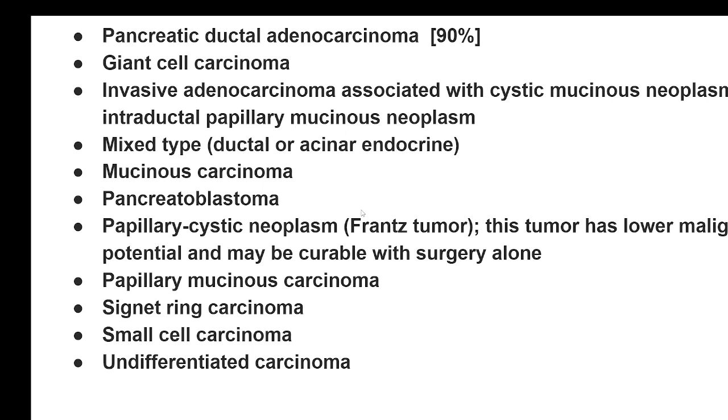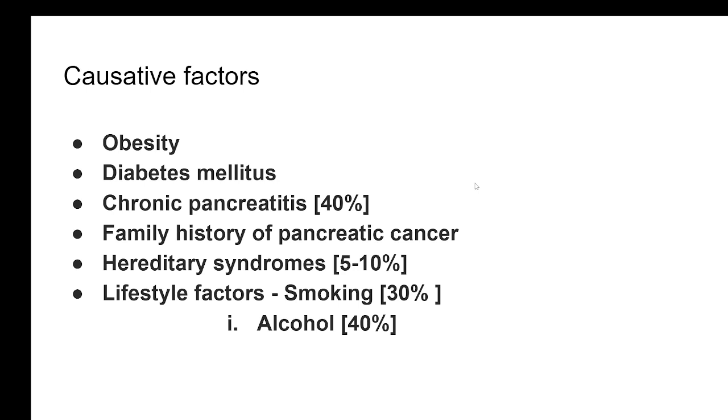Anyway, in routine investigations, when you send a tissue for biopsy, the report you may get could be either giant cell carcinoma or invasive adenocarcinoma or mixed type or mucinous or pancreatoblastoma or cystic neoplasm or mucinous carcinoma, signet ring carcinoma or small cell carcinoma or undifferentiated. But the most important, most common, 90% of the patients, are pancreatic ductal carcinoma as such. Now, we will discuss the pancreatic ductal carcinoma, important because they are clinically important and you have a bit higher chance of seeing such patients.